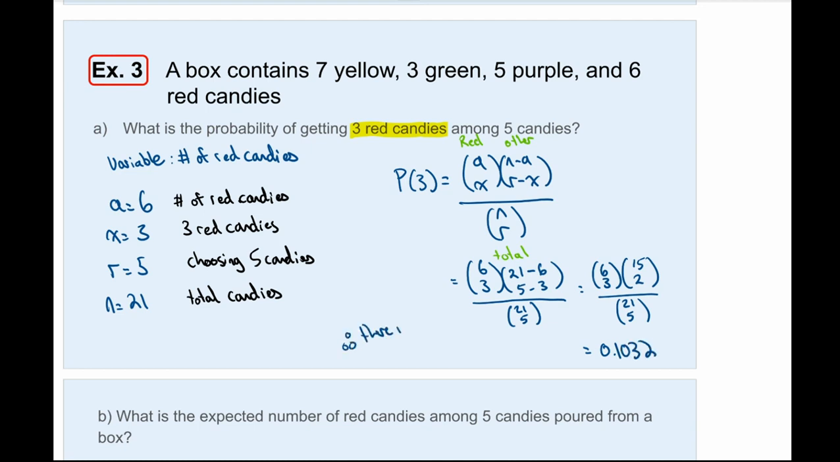Therefore, there is a 10.3% chance of selecting 3 red candies.